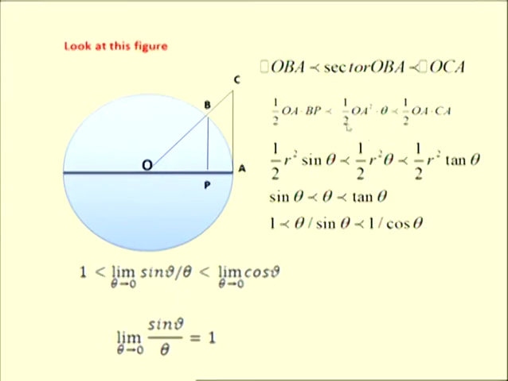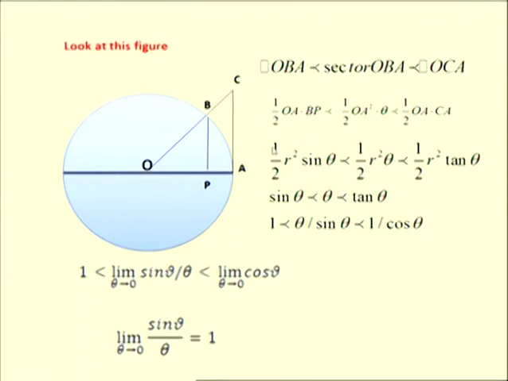So the area of the sector is 1/2 OA square into theta, and the area of this triangle OCA is 1/2 OA, again the base, into the height, that is CA. This is CA. I hope you understand why we have used this. We have the area of a small triangle, the area of a somewhat greater sector, and the area of the biggest triangle OCA. So we have used the areas of different parts of the circle and this triangle.